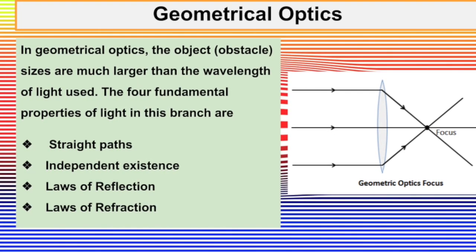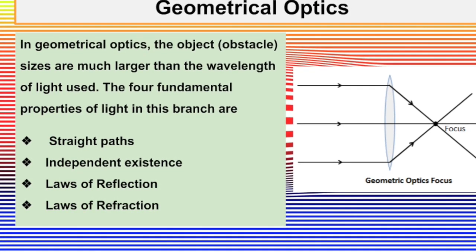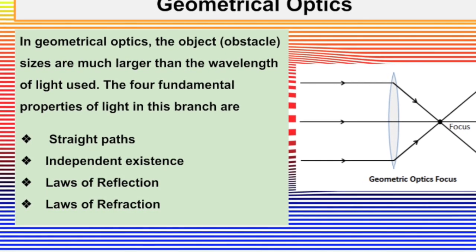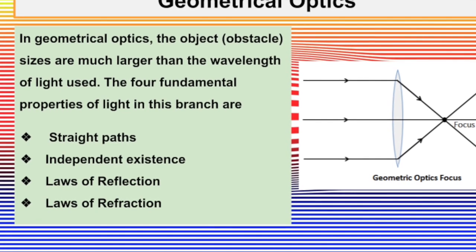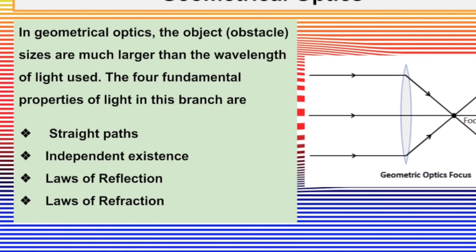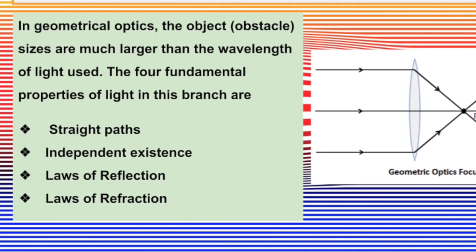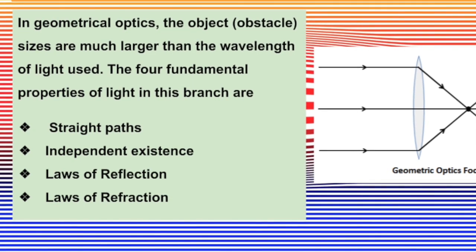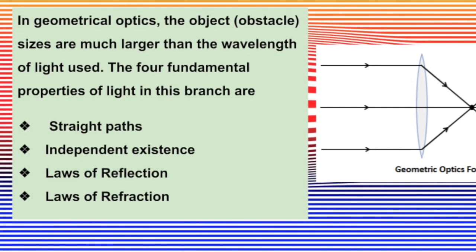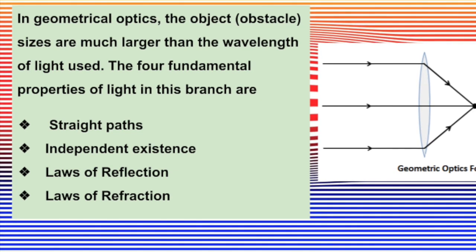This branch mainly deals with image formation by mirrors, lenses and prisms. The four fundamental properties of light are: the straight path of light, rays of light have their independent existence, laws of reflection are obeyed, and when light changes its medium it changes its path, and the law of refraction, that is Snell's law, is obeyed.